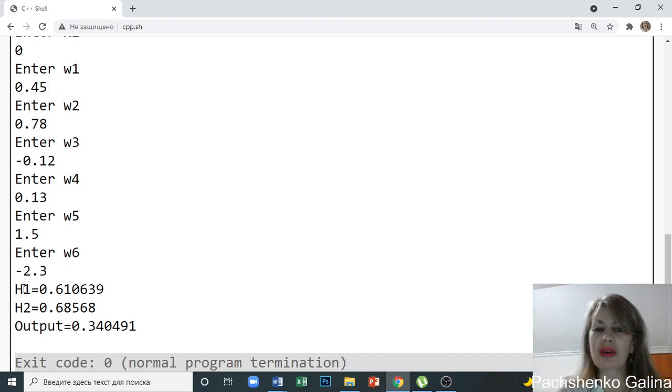The output of neuron 1 is equal to 0.61. Please remember. The output of the second neuron is equal to 0.68, rounded to 0.69 because here goes 5. And the output of the whole neural network, the output of neuron 3, is 0.34. Please remember these values and let's check.